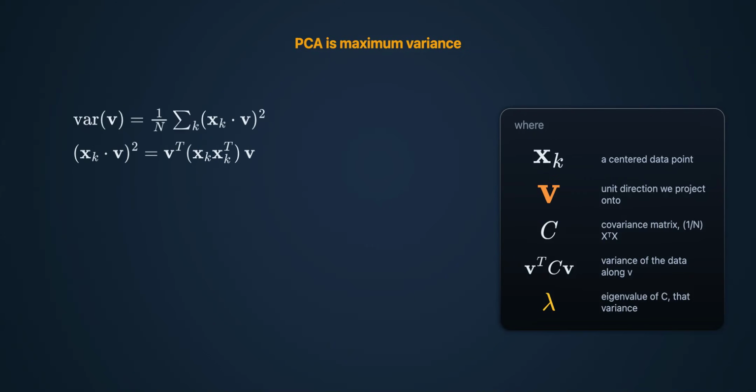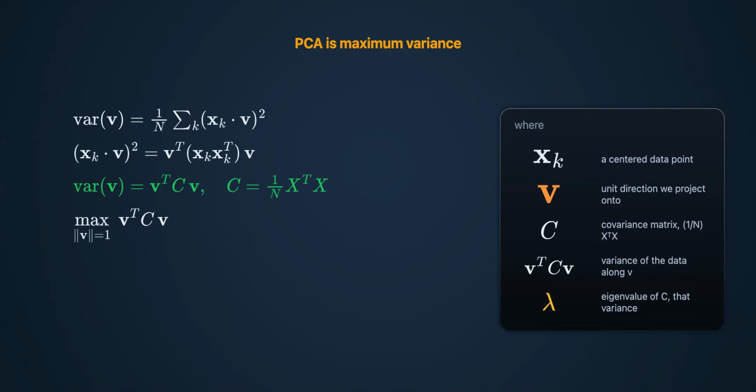Here is the one trick. A squared dot product is a little quadratic form. V on the outside, an outer product in the middle. Pull V outside the sum, and the middle is the covariance matrix C. So variance along V is just V transpose CV. That is where C comes from. It turns a direction into a variance.